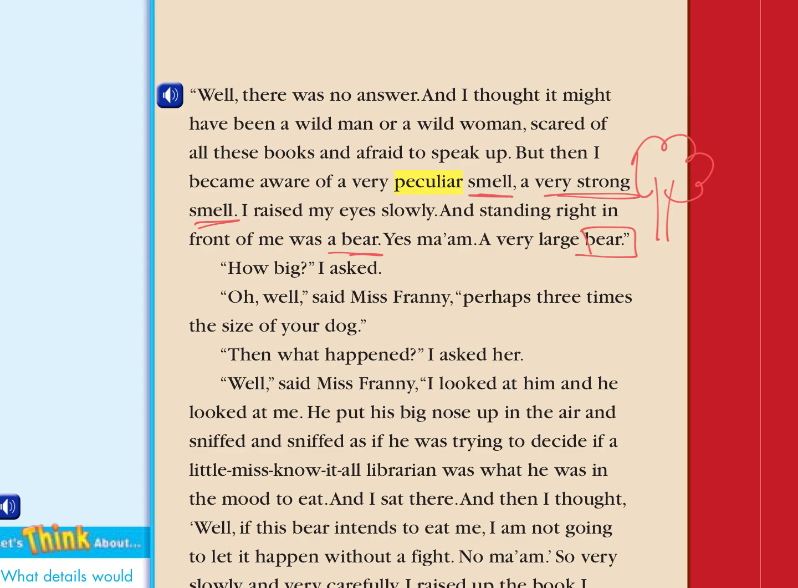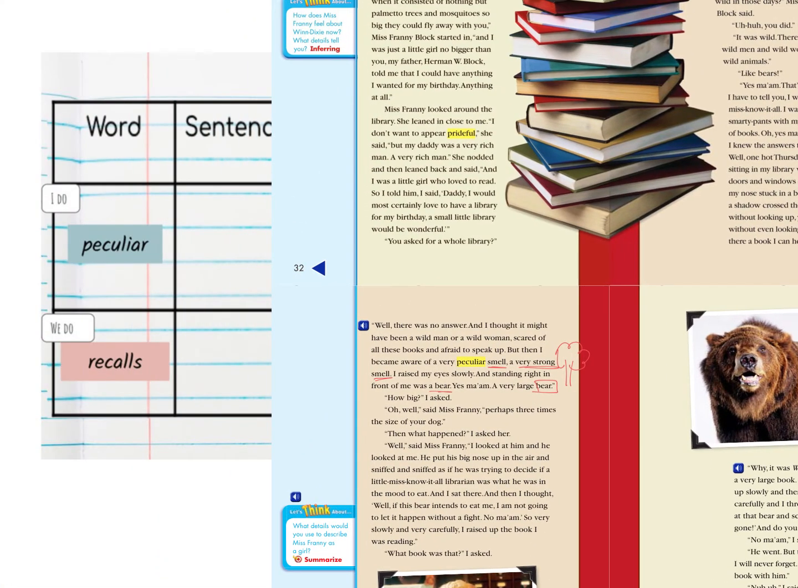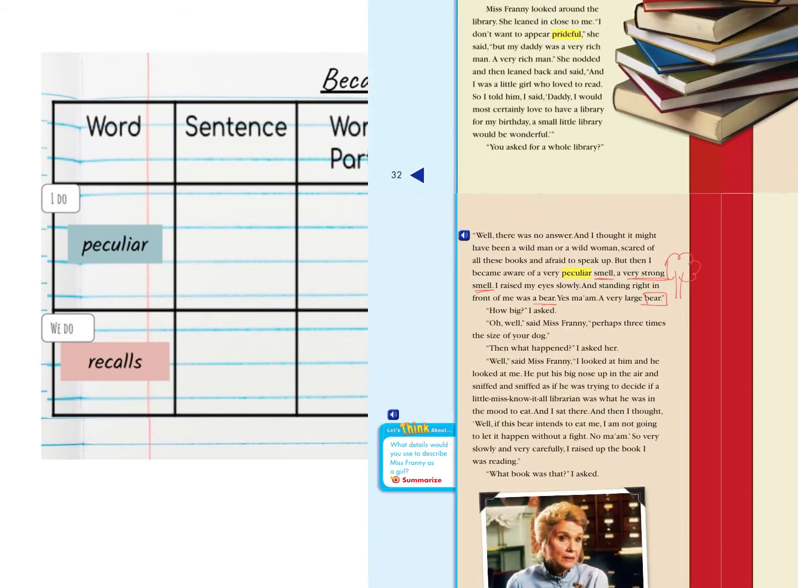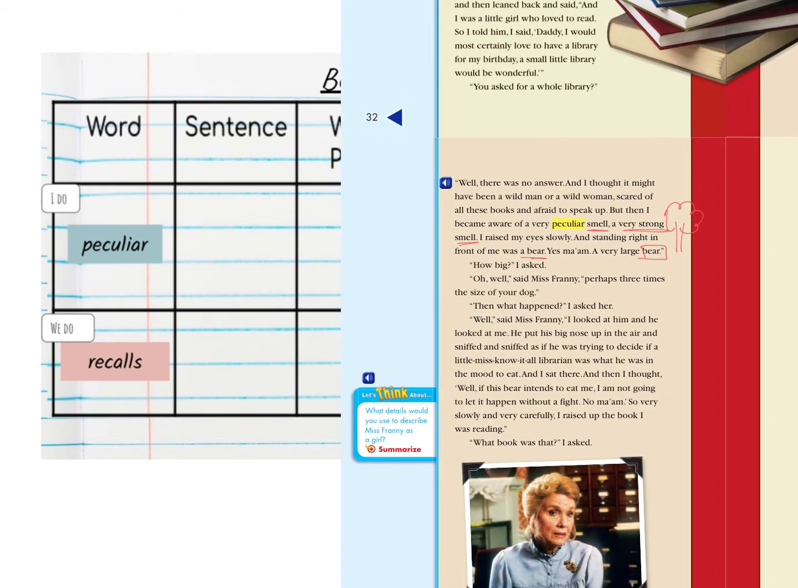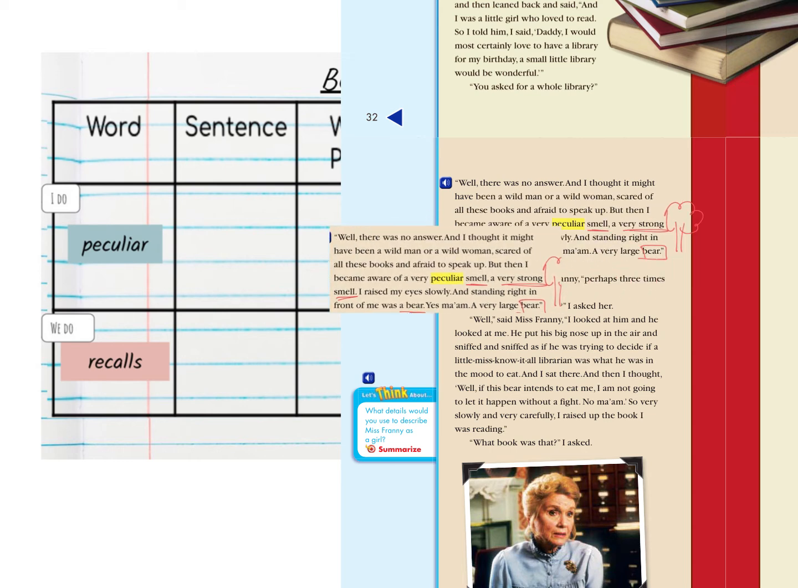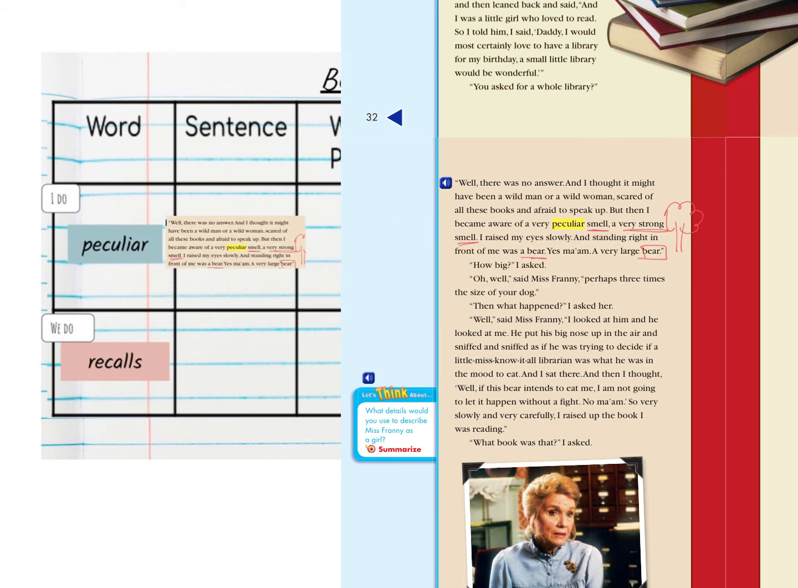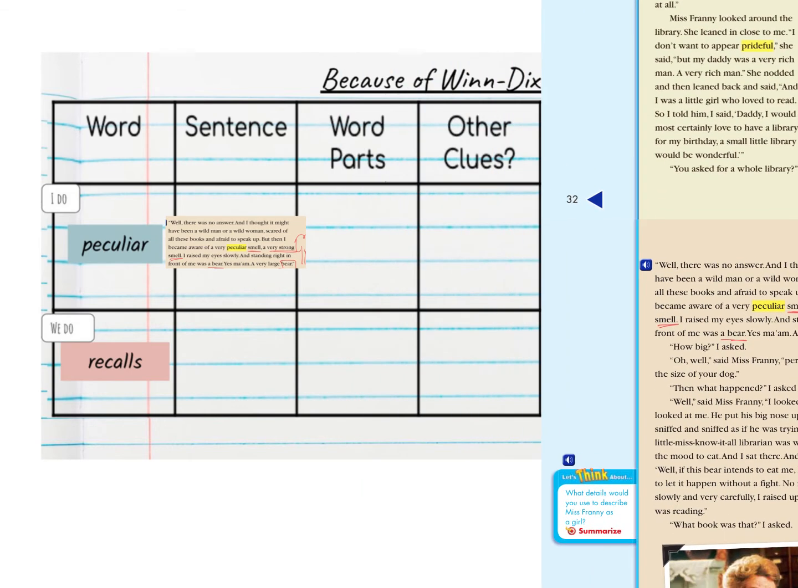Now let's go back to our graphic organizer. I'm going to write the sentence from the text first. And I'm noticing the sentence was about that bear. I'm going to add that to my graphic organizer. Now I'm looking for any word parts, prefixes, root words, or suffixes. I don't see any prefixes, root words, or suffixes that can help me figure out this word, so I'm going to put an X on that box.